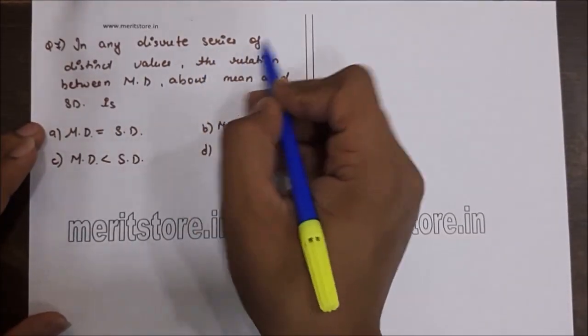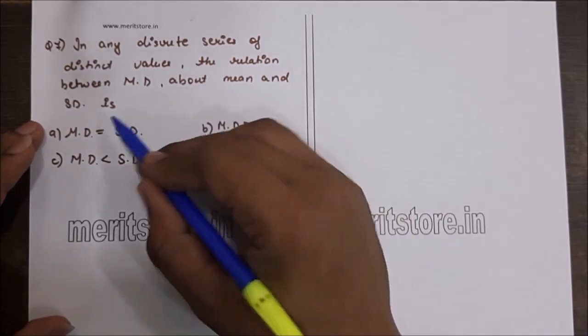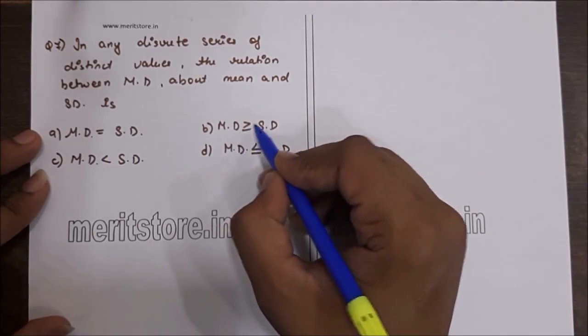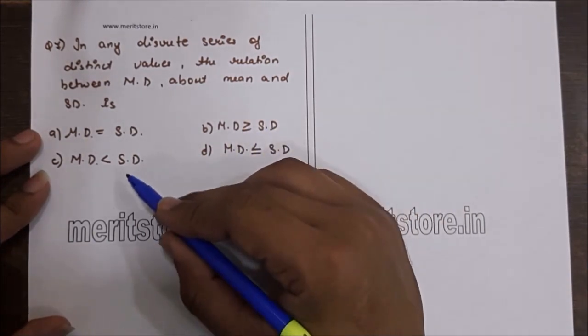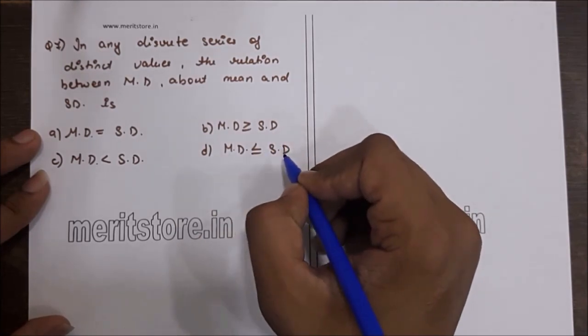For any discrete series of distinct values, the relation between MD about mean and SD is: option A MD is equal to SD, option B MD is greater than or equal to SD, option C MD is smaller than SD, option D MD is smaller than or equal to SD.